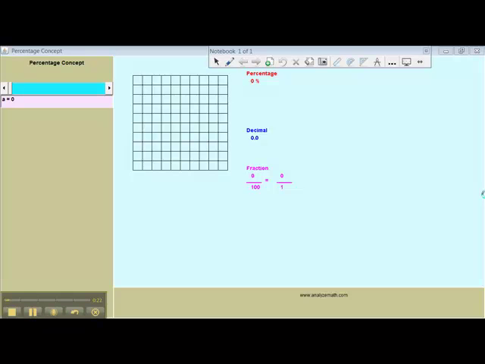Percent means to compare something to 100. And you can think of per as meaning each. And you can think of cent. Well, when we hear the word cent, the first thing that might come to our mind is 1 cent. All right, and there are 100 pennies in a dollar. So 1% would be like saying 1 cent.